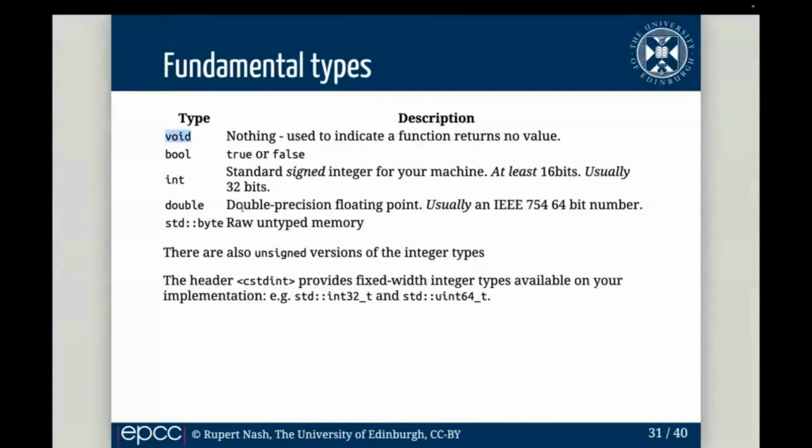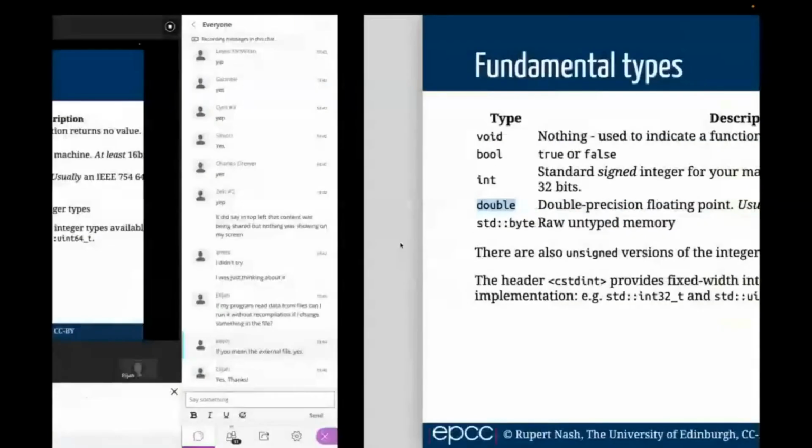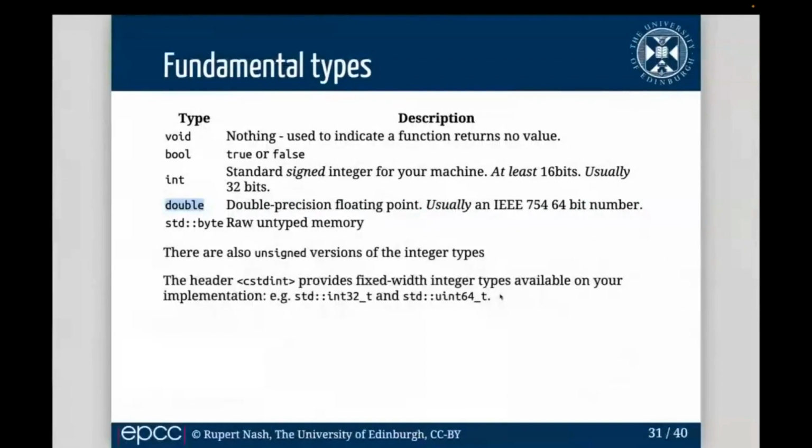You also have floating point types. We have float, which is not shown here. Here it's shown double, which is double precision floating point. With a floating point, there's only so much precision you can get. So if you want even more precision, you use a double precision floating point, the double keyword. And if you want to go raw, you can use std::byte, which is untyped memory. Usually you're unlikely to use this one unless for a very specific purpose. But for an introductory session on C++, integer and double should be enough.